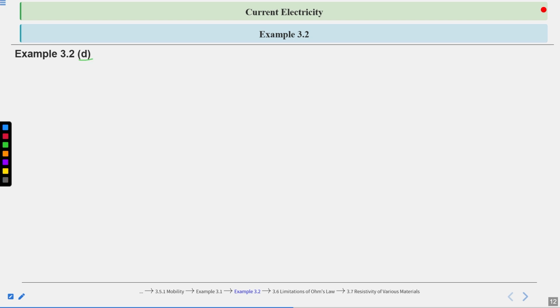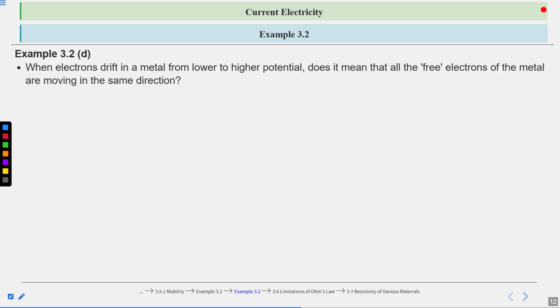Example 3.2d. When electrons drift in a metal from lower to higher potential, does it mean that all the free electrons of the metal are moving in the same direction? If there is an electric field or a potential difference created, does it mean that all the free electrons of the metal are moving in the same direction?